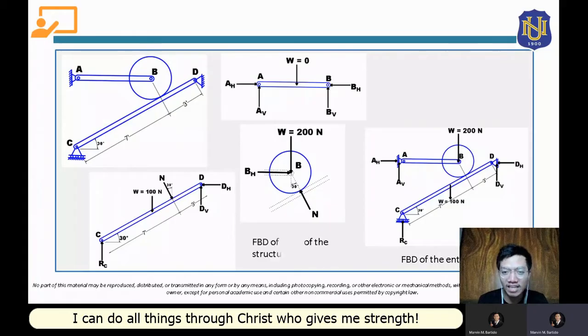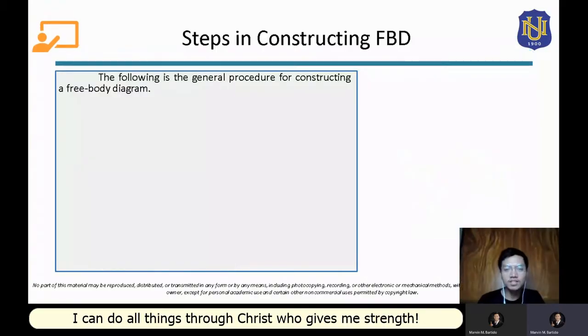So for this structure, again, we can construct its free body diagram as a whole, as an entire structure. And at the same time, we can also construct the free body diagram of every part of the structure. So these are the steps in constructing free body diagrams.